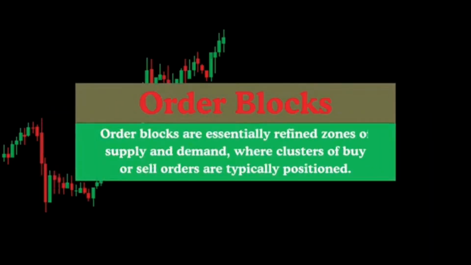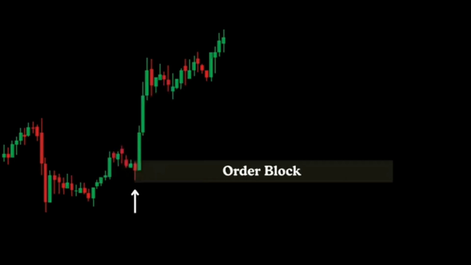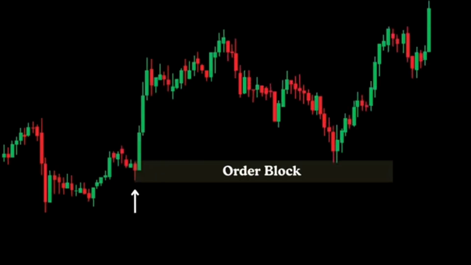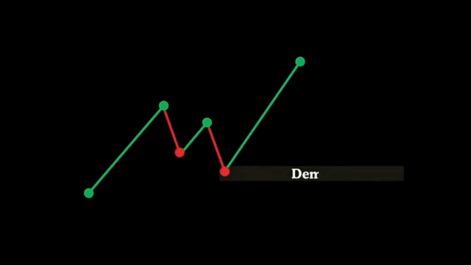Order blocks are essentially refined zones of supply and demand, where clusters of buy or sell orders are typically positioned. These price levels have been denied by the market. Once price returns to these levels, it may respond to them again. All order blocks are supply or demand zones, but not all supply and demand areas meet the criteria to be considered order blocks. Let me demonstrate how each reaction to a price level forms a supply or demand zone.